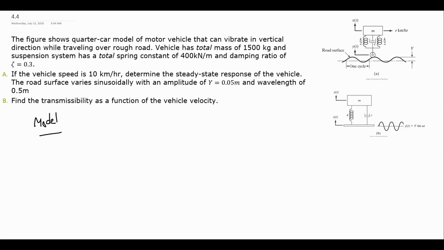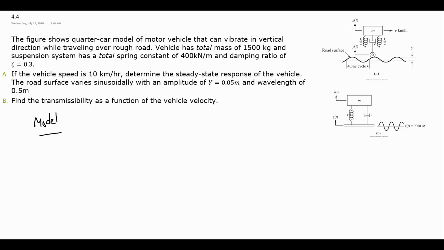Now, part of this assumption in the quarter car model is that the entire car is going to only translate vertically. Now, in a real car, if we used a more extensive model, like a half car model, we would allow the car to pitch and have some angle of rotation. And if we used a full car model, then we would allow the car to pitch and to roll. And it would have 3 degrees of freedom.